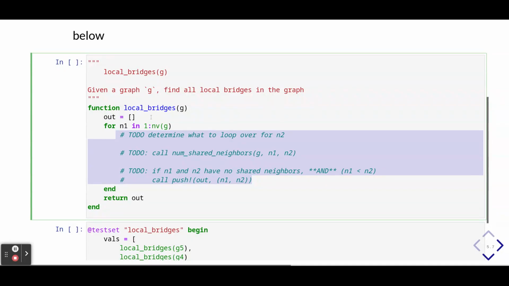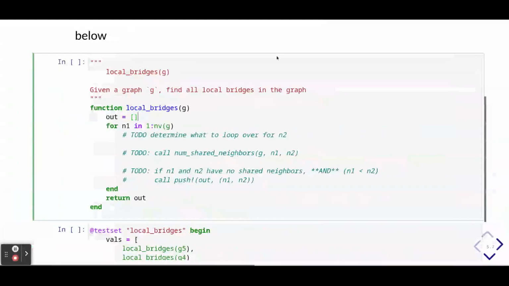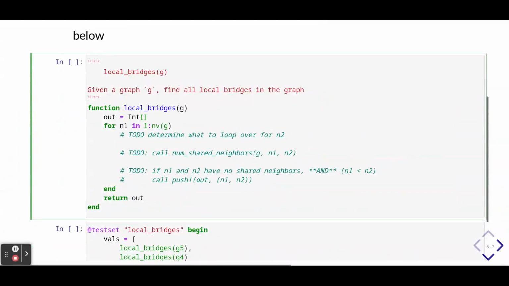So here's how the starter code works. Out is going to be an array, and this is going to be a list of all nodes that are part of a local bridge. And actually, that's not quite what I have. It's going to be a tuple of Int, Int. This is a list of all edges that are local bridges.